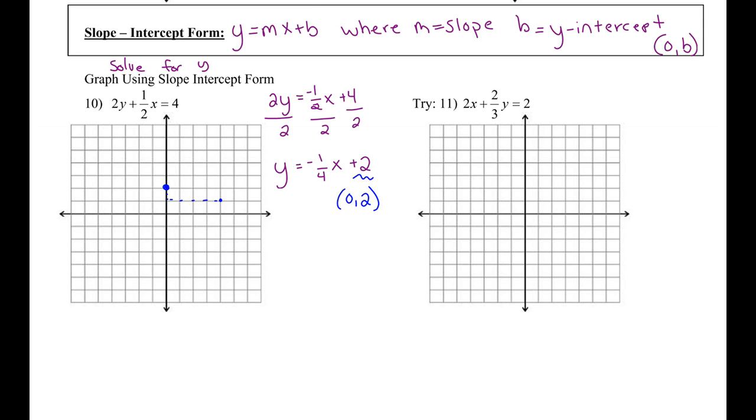I can continue this pattern until I have a few points, making it easier for me to graph. Again, I want to connect my points with a straight edge to complete the picture. Please try example number 11 on your own.